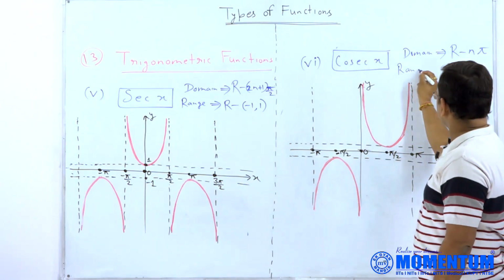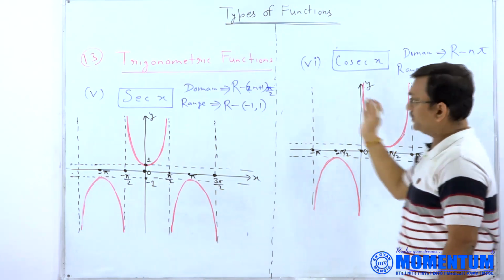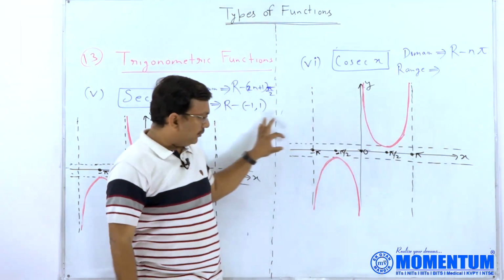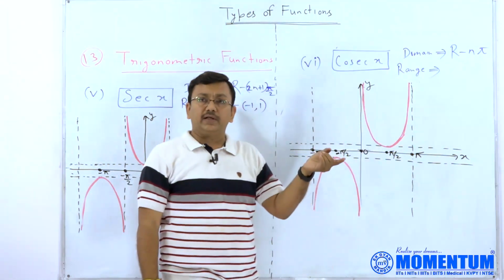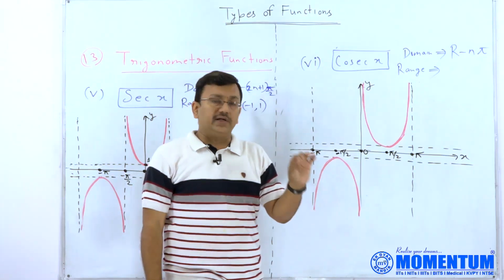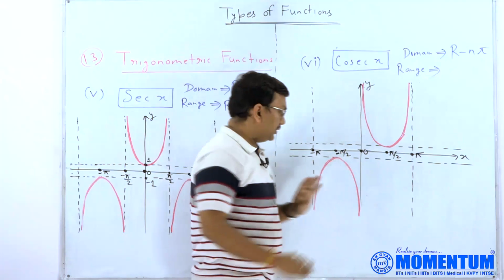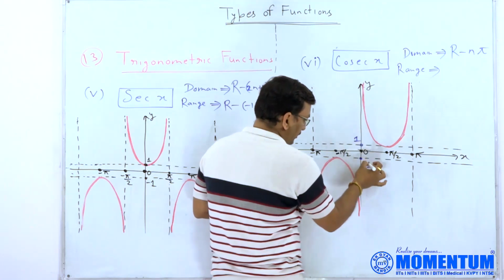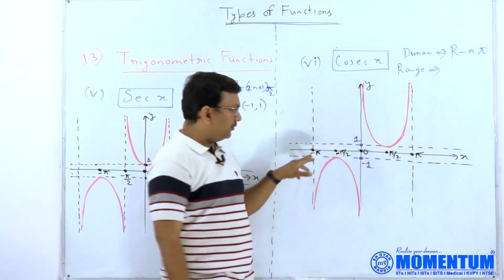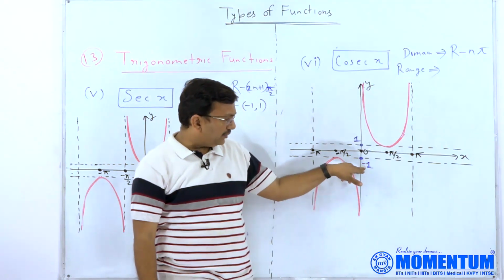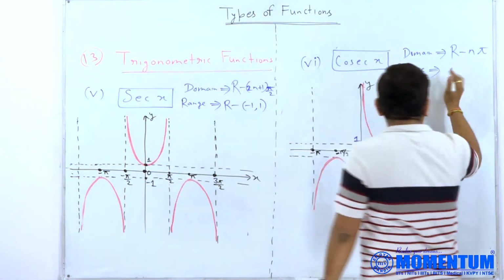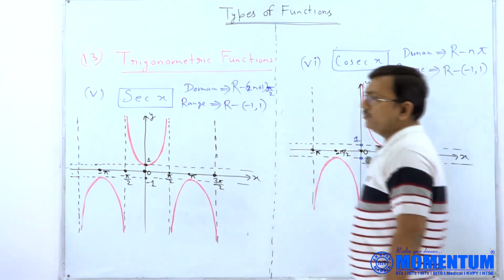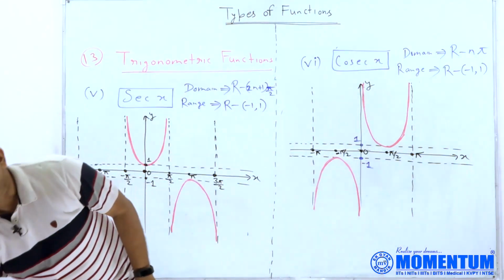Come to range. As we have seen in sec x, similarly here there is no diagram between these two horizontal lines. It means we have no value on the y-axis between these two dotted lines, that is between minus 1 and 1. The range is the same as sec x, that is R minus the open interval minus 1 to 1.